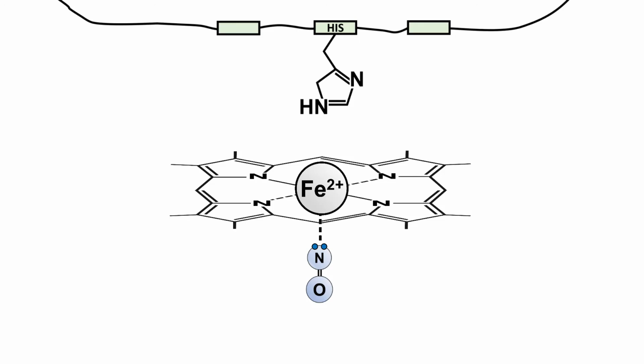It is also believed a second nitric oxide molecule slots itself in between the displaced histidine and iron, further severing the bond. This induces a conformational change which activates the enzyme.